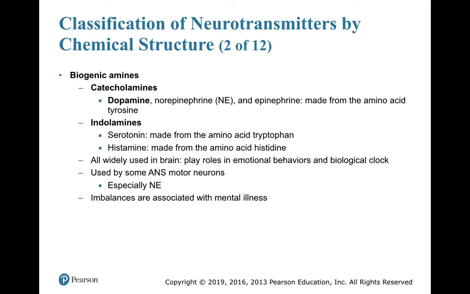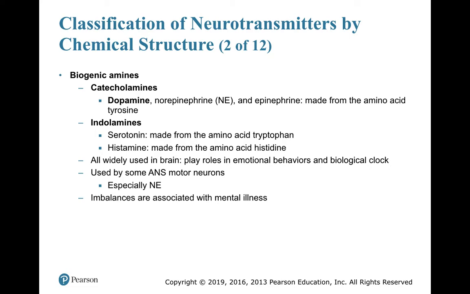There are a bunch of neurotransmitters that are classified as biogenic amines. Catecholamines would include dopamine, norepinephrine, and epinephrine, which we've heard of before. Those are all derivatives of one of the 20 common amino acids, called tyrosine. The other type is the indolamines, and serotonin, which you've probably heard of, is made from the amino acid tryptophan.